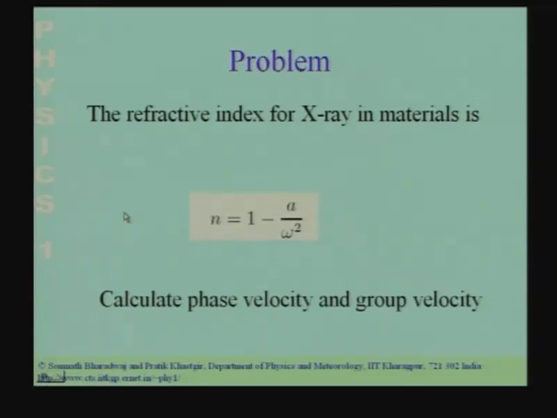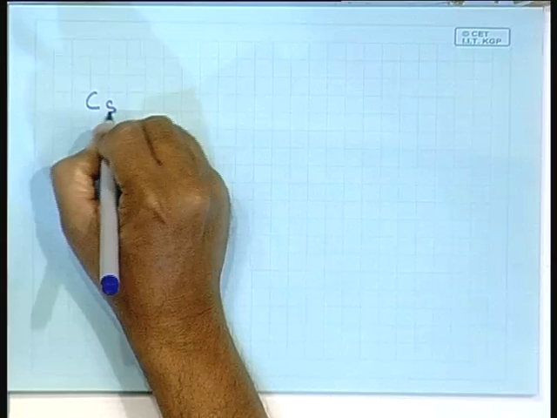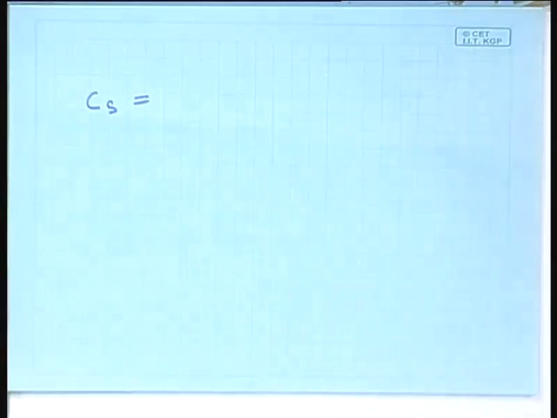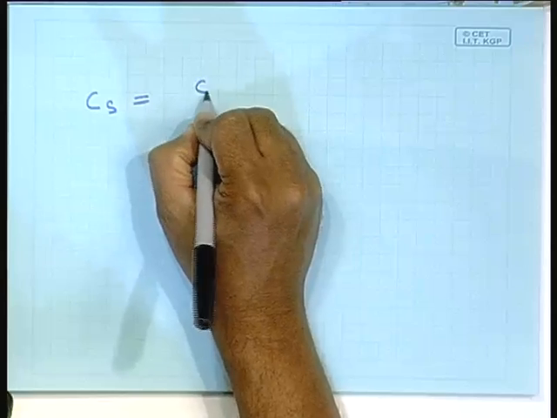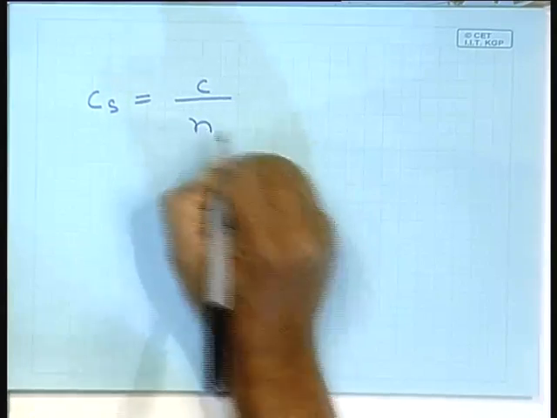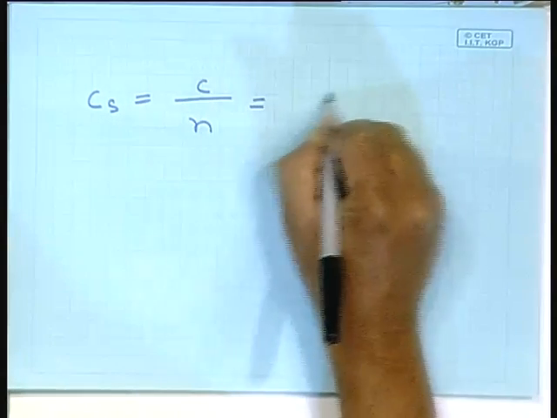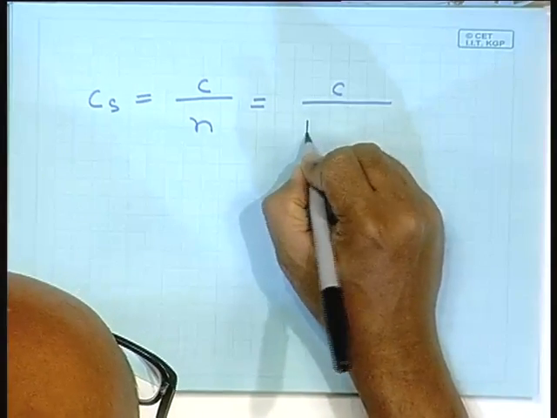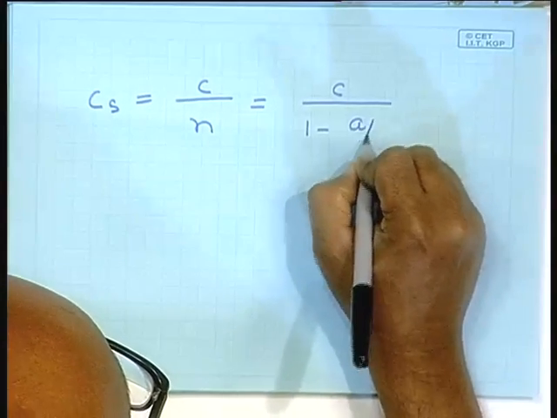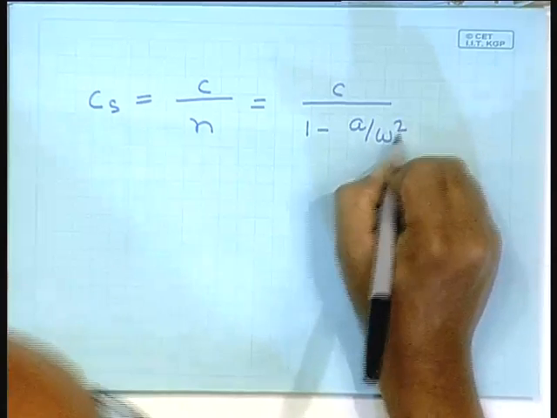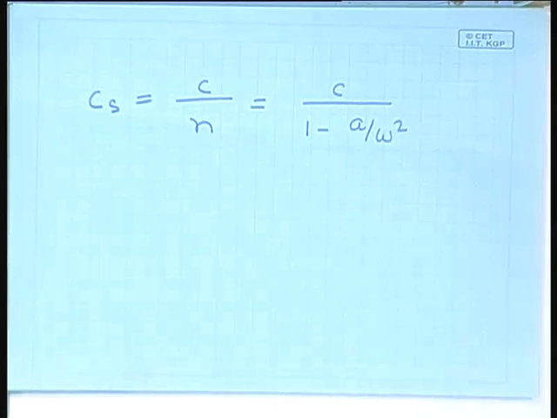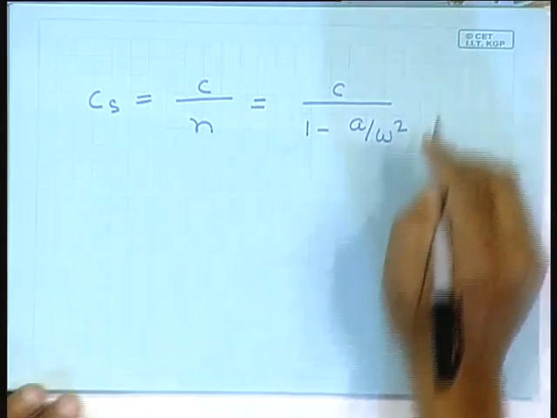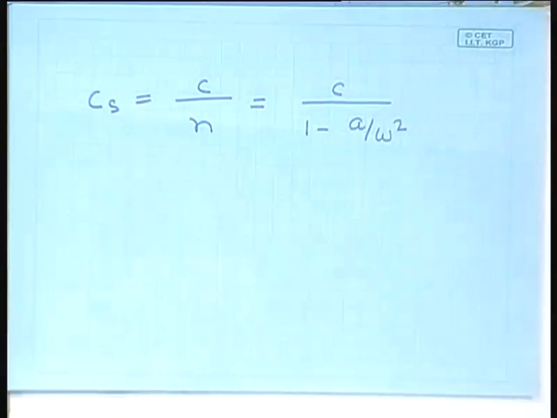So, the phase velocity, let us use Cs to denote the phase velocity. The phase velocity is the speed of light in vacuum divided by the refractive index, which in this case is c divided by the square root of 1 minus a by omega square. So, that is the phase velocity for X-ray inside the medium, which is more than the speed of light in vacuum.